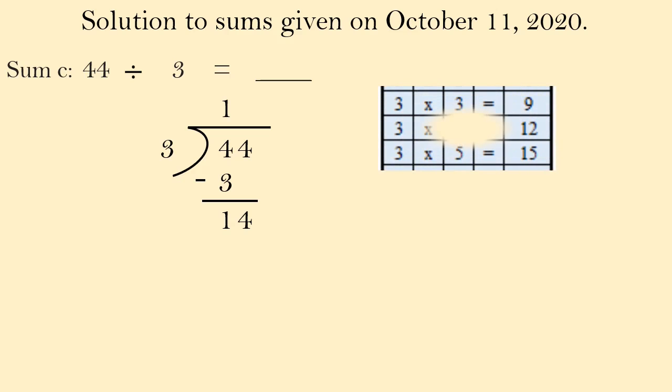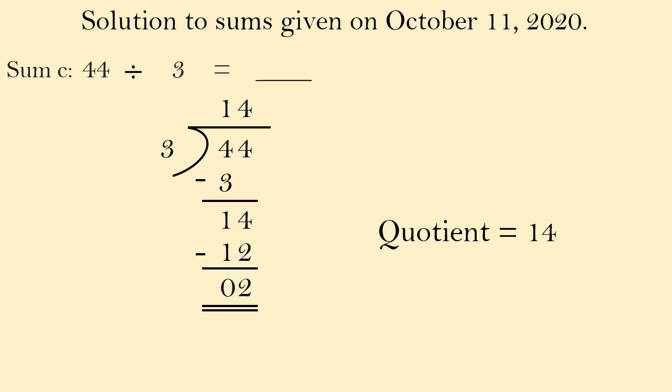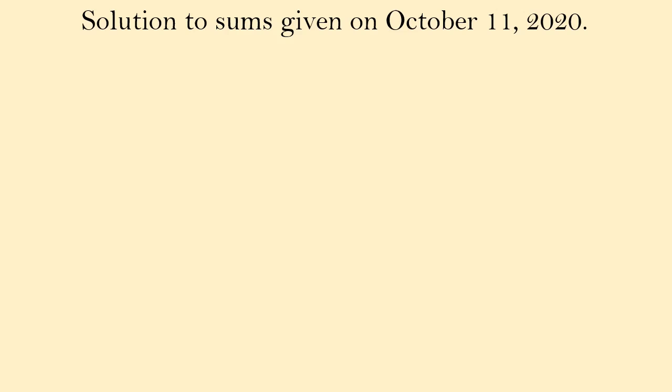Let's say our 3 times table. We take a number which is less than 14 or equal to 14. In this case, we get 12. So 3 4s are 12. 14 take away 12, or 4 take away 2 in this case is 2, and 1 take away 1 is 0. Quotient is 14. Remainder is 2. Next sum. 92 divided by 8.